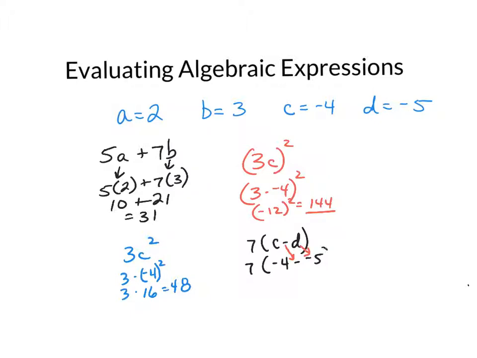Now I'm going to go through and figure out, first of all, what is it equal to inside the set of parentheses. So I have 7 times that negative 4 subtract negative 5. I'm going to rewrite it as negative 4 plus 5 because that way I don't have to deal with subtraction. Negative 4 plus 5 gives me 1. So now I have 7 times 1. So the final answer for that is 7.